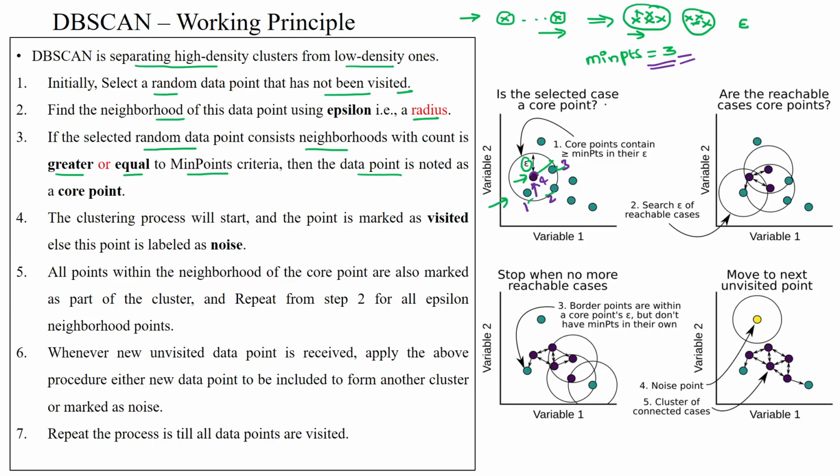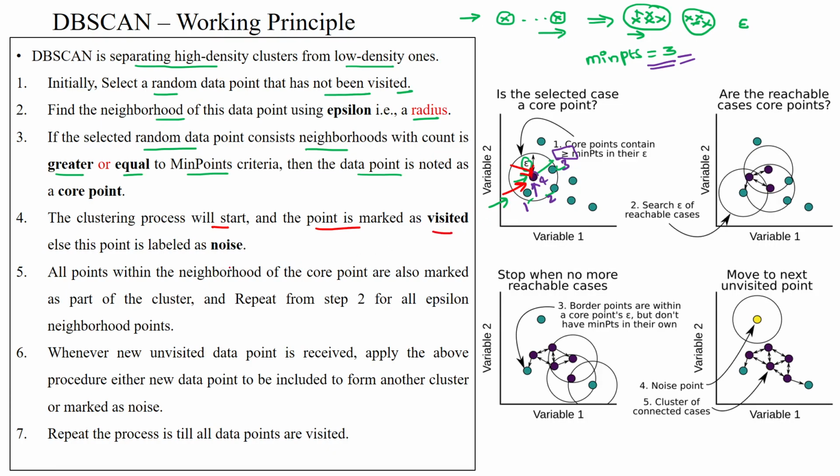If the data point has greater than or equal to the minimum number of points, then that selected data point is called a core point as per the DBSCAN method. So this data point is called a core point in this particular cluster. The clustering process will start and the point is marked as visited. Now this core point is marked as visited, right?